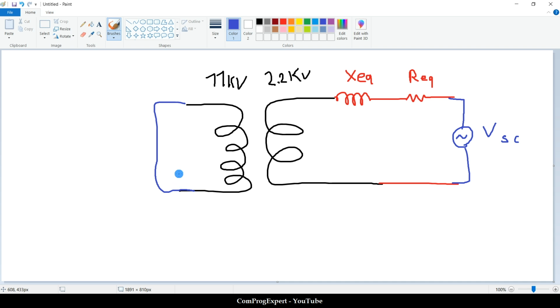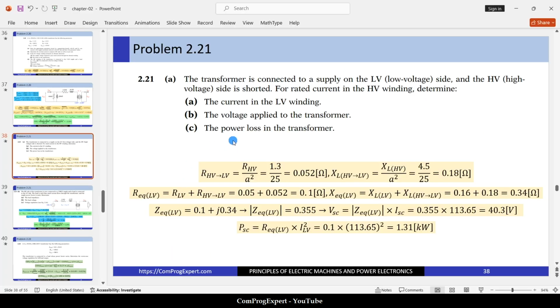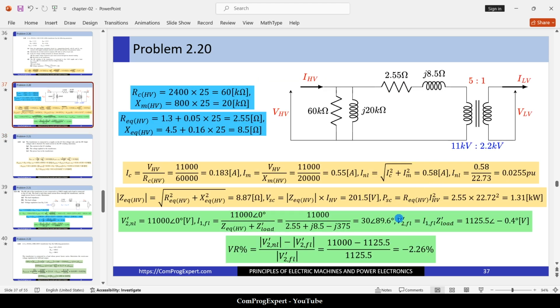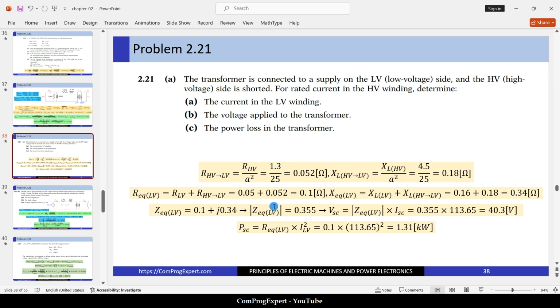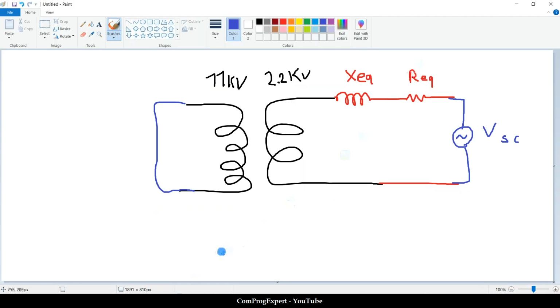So the value of the power loss that we calculate in this case must be the same as the previous case. When we short circuit the low voltage side, we shouldn't have any difference, right? Just performing the test considering the low voltage side. How can we calculate the equivalent parameters for the low voltage side?